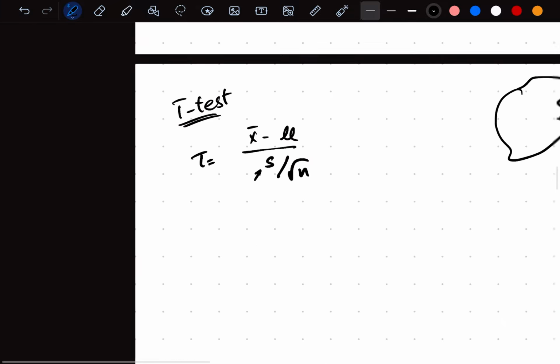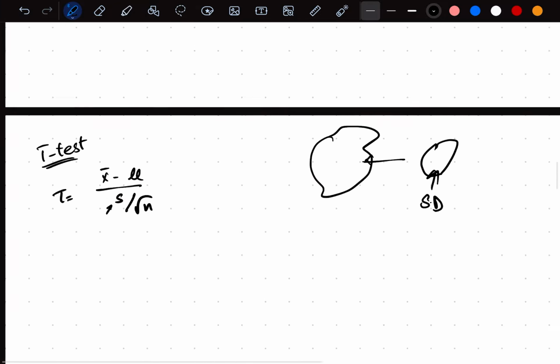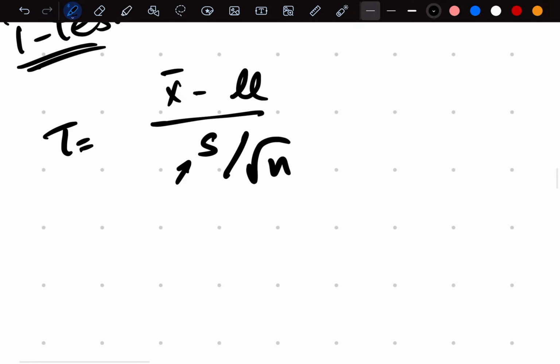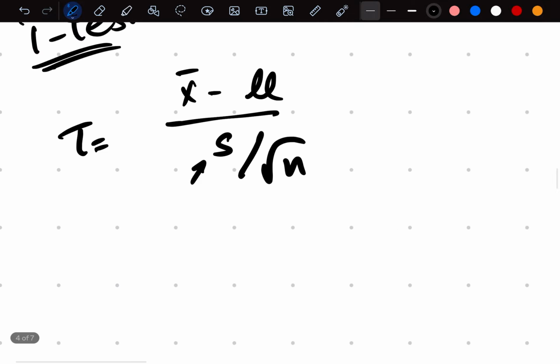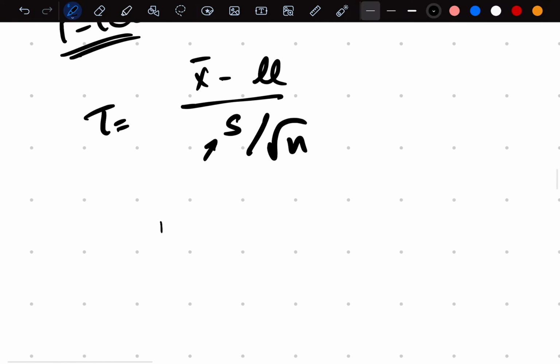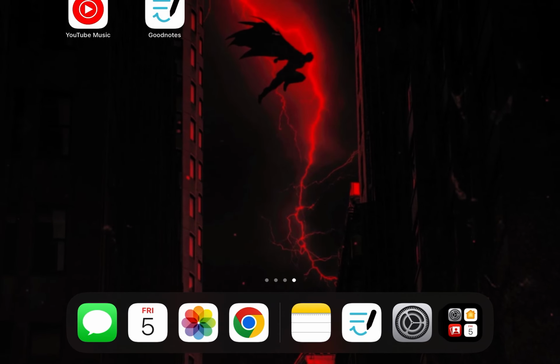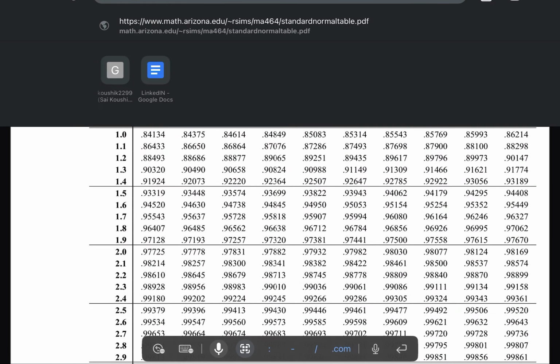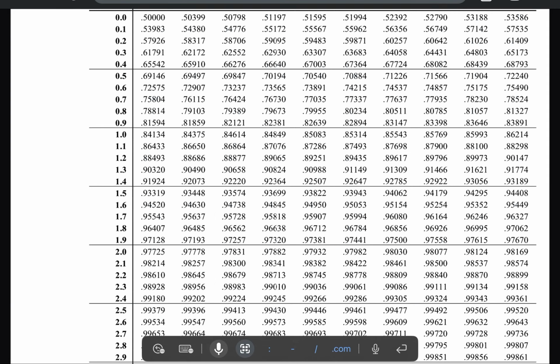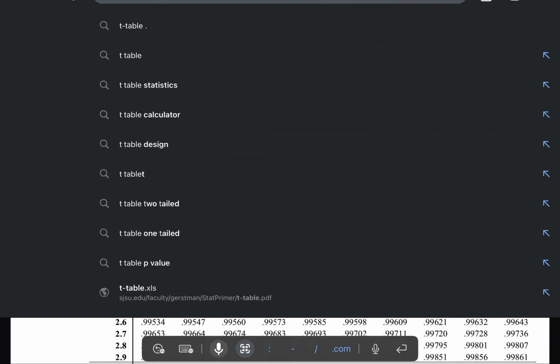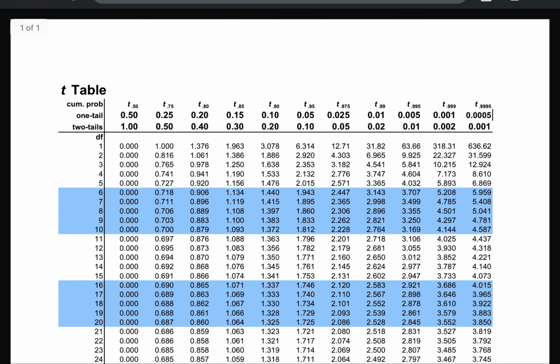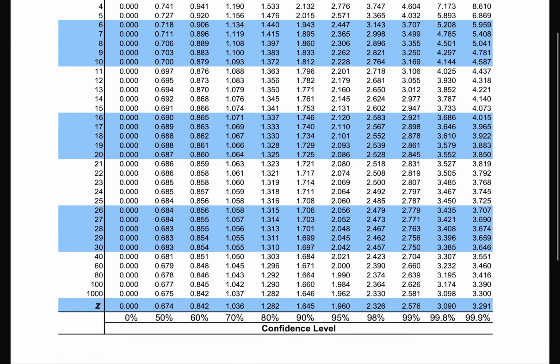Okay, so in the same way as before, you'll be calculating the t-value, and yeah, there's a different process. Instead of the z table, you will consider the t table. Z table and t table are two different things. T table, let's see, t table. You can find this kind of t table.